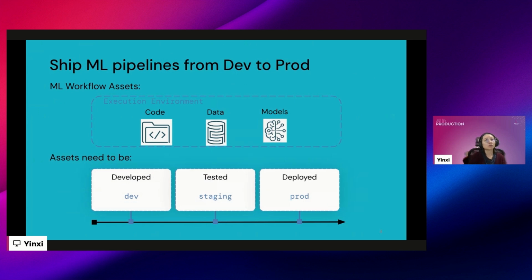All right, so with a regular machine learning pipeline, the machine learning workflows include 3 key assets. You have your code in the code repository, then you have your data. Most of the case it is tabular. And in addition, you will have your machine learning models. All those three key assets will need to be developed in the development environment, and then tested in the staging environment, finally deployed to production.